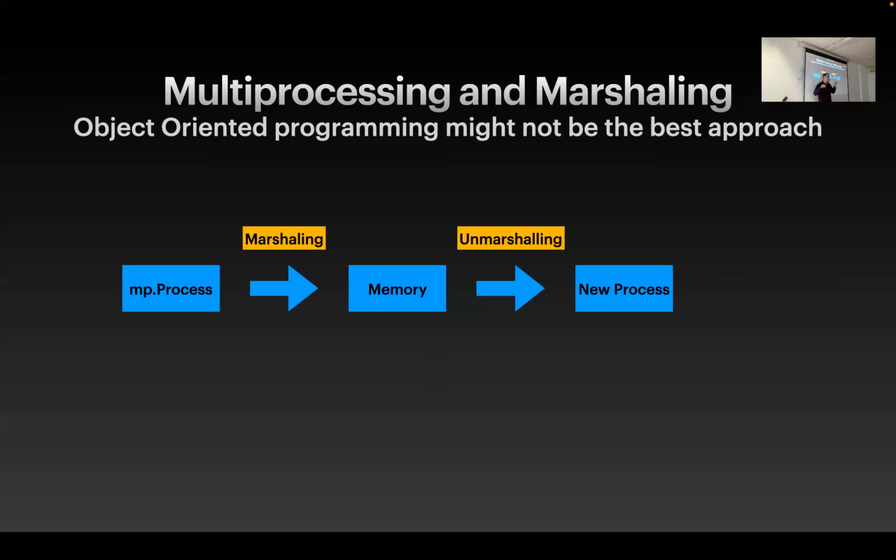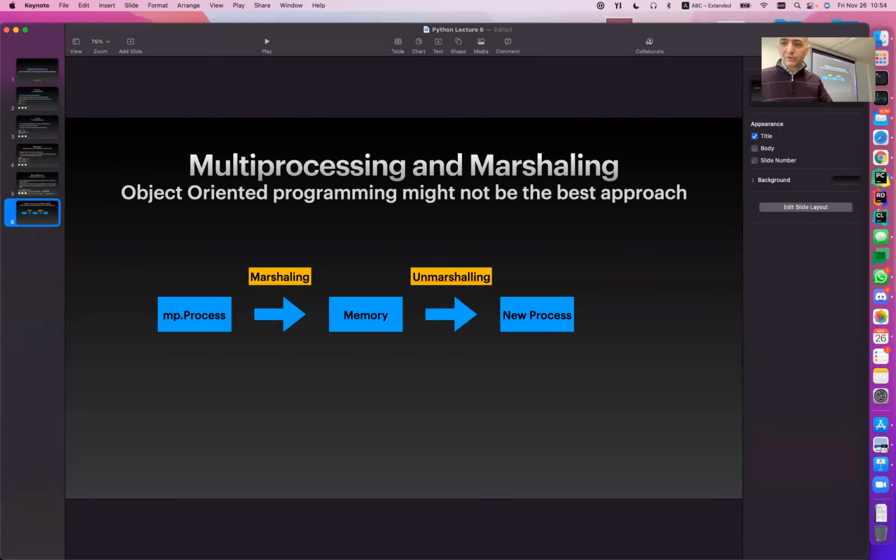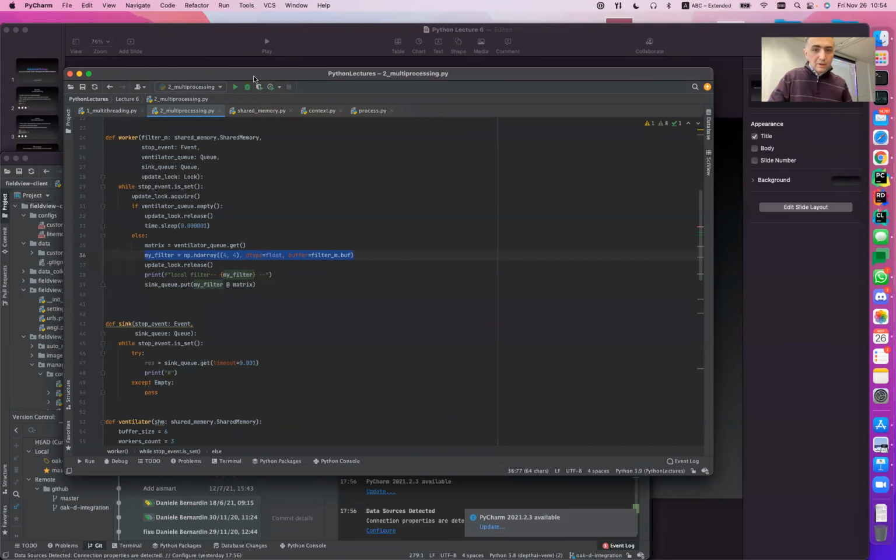So when you transfer memory from the main process into the new process, at the moment of start, make sure that everything that you communicate is very lightweight. It doesn't have internal structure. It doesn't have complex object-oriented organization, because that could run into problems in this process. Make sense? All right. So now let's look at examples. This is the main part of today's lecture.